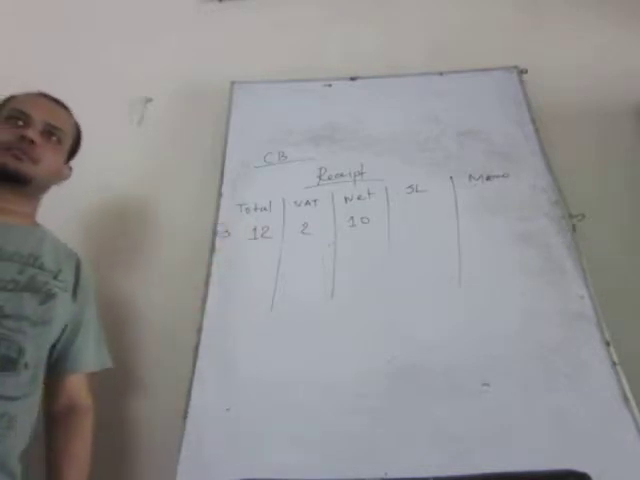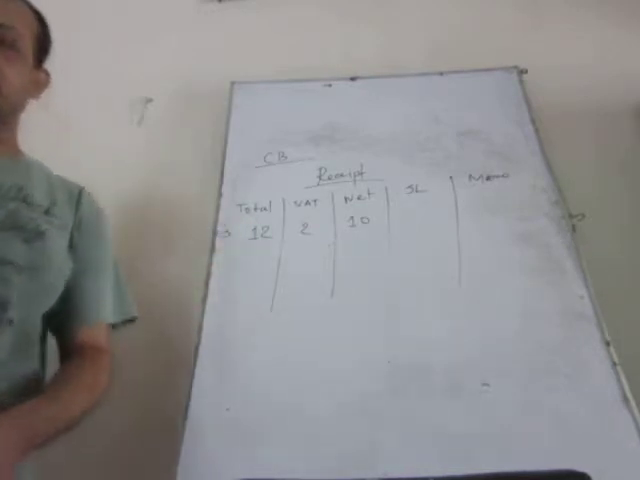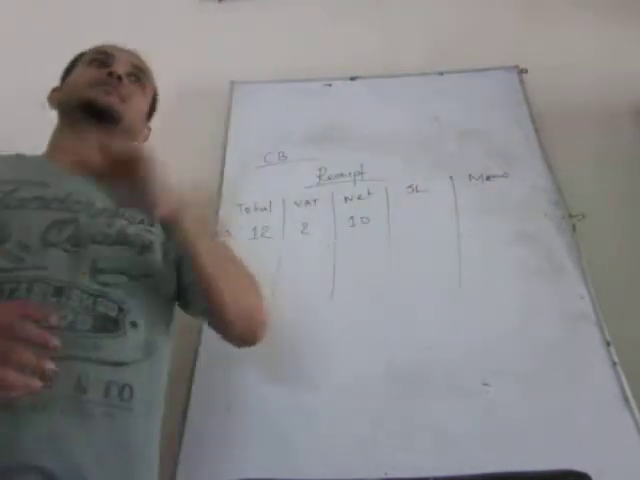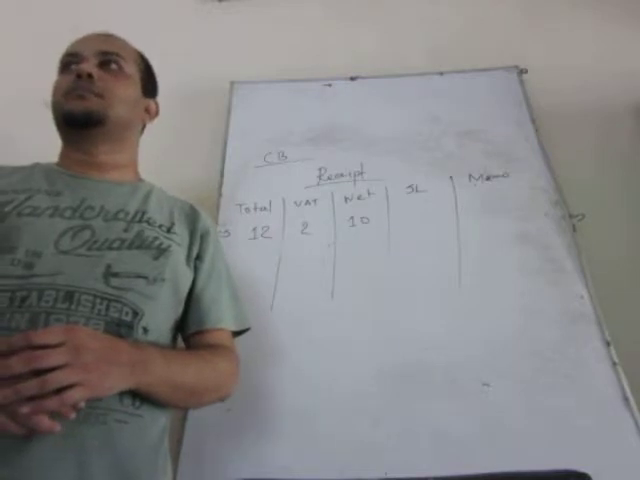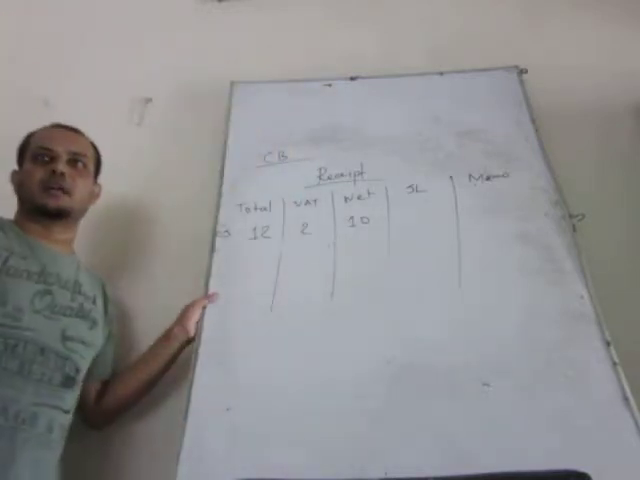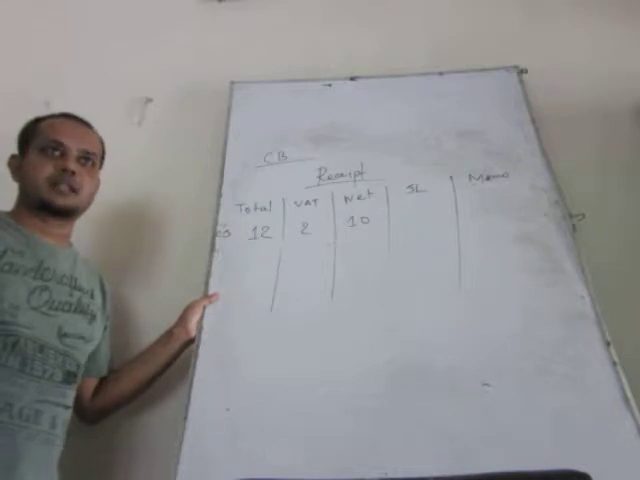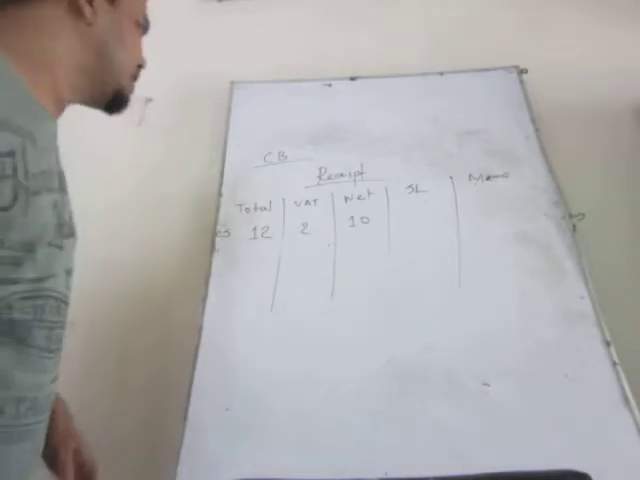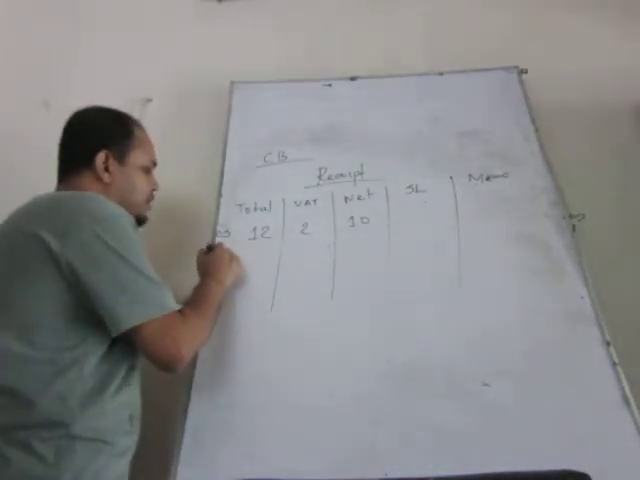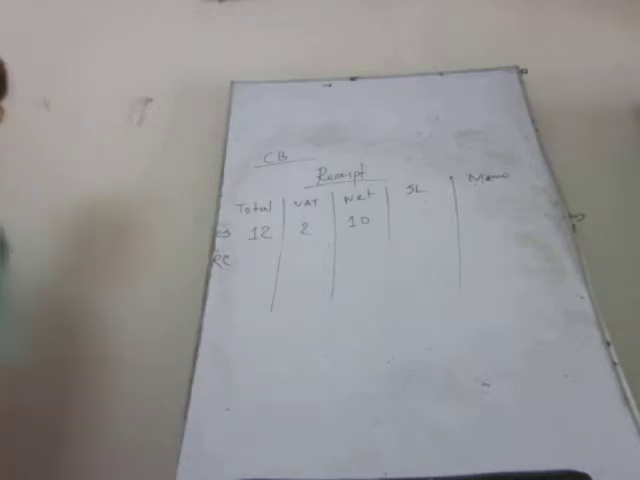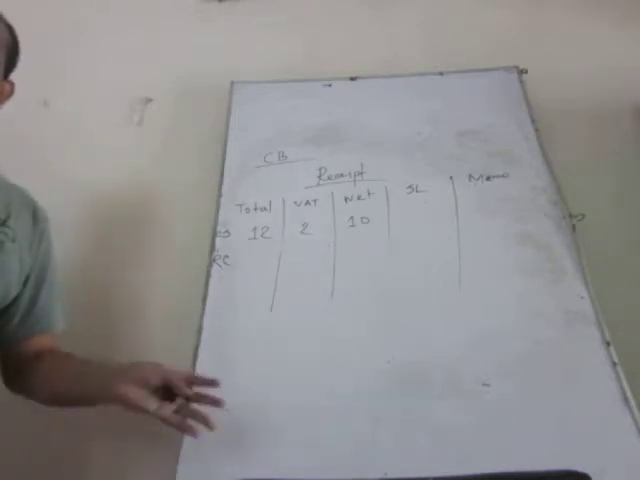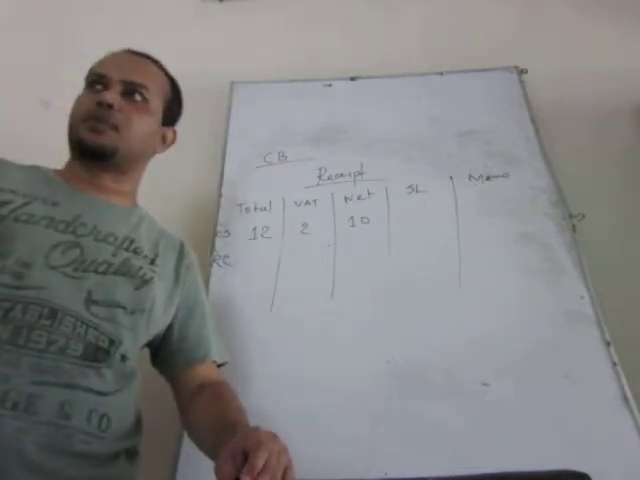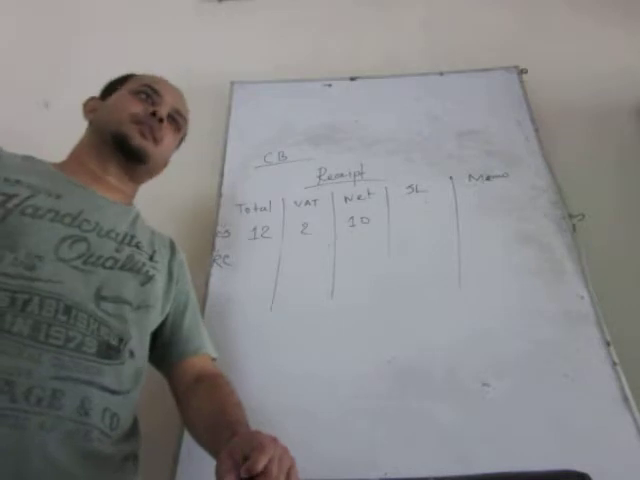It's a kind of cash collection. Today, it may also be possible that some previous receivable is collected by the business. Initially, $12, 2 taka VAT, 10 taka net, then 10 taka, 1 taka VAT, 9 taka. Suppose, as for example, today you also collect some of your credit receivable collection. Receivable collection. Today you collected. How much receivable was initially? $22 receivable. Suppose today you collected that $22.